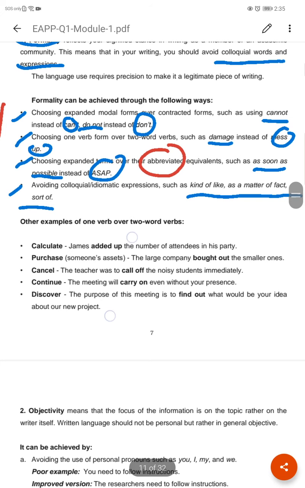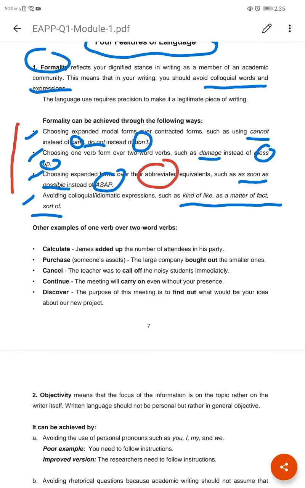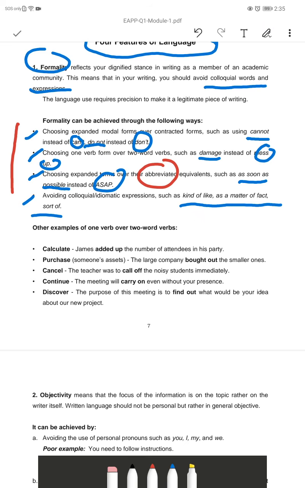So here are some examples of one verb over two word verbs that I was saying a while ago. Instead of saying added up, maybe you could use calculate. So instead of saying James added up the number of attendees in his party, you could say James calculated the number of attendees in his party.